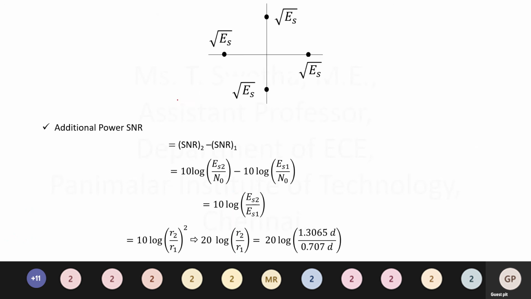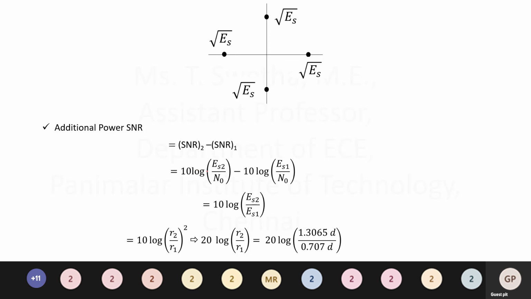So here equally probable means all the points are placed in an equal manner, and the energy is root Es. And the power SNR can be calculated for the first constellation, second minus first, that is 10 log of Es, the signal power, by the noise power. As the result we got the radius value. Once you convert it, you will get the SNR as 5.33 dB. So option D is the correct one.